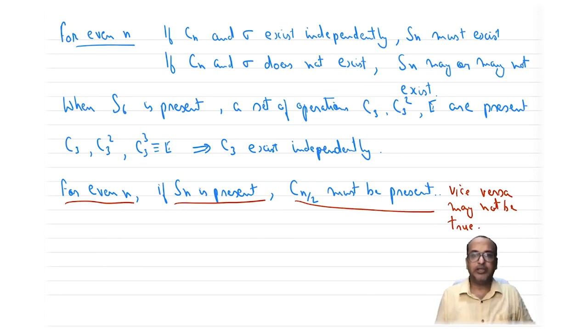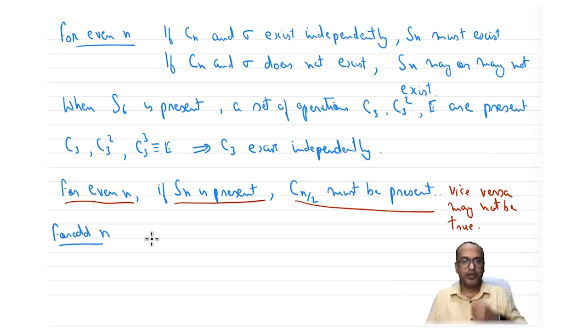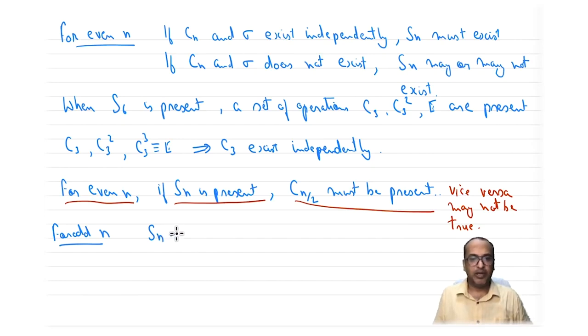Now let us look at the case for odd N. So for odd N, what happens? Let us do the same exercise that we did for Sn even. So if we have Sn, what do we have? Cn sigma, right?